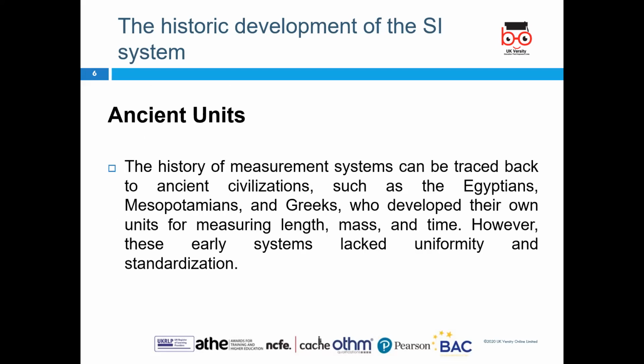So the first thing we look into is the ancient units. The evolution of the SI system can be traced back to ancient civilizations such as the Egyptians and the Greeks, who developed their own systems for measuring length, mass, and time. These are the three most fundamental units. However, these were not consistent, and each of these civilizations followed their own units.